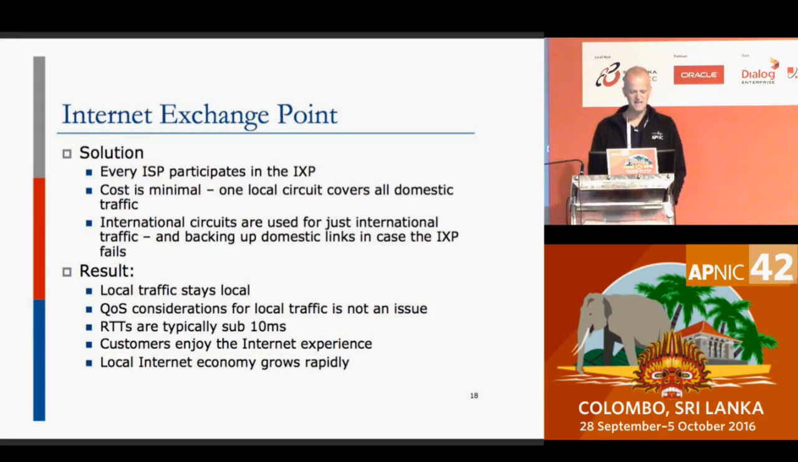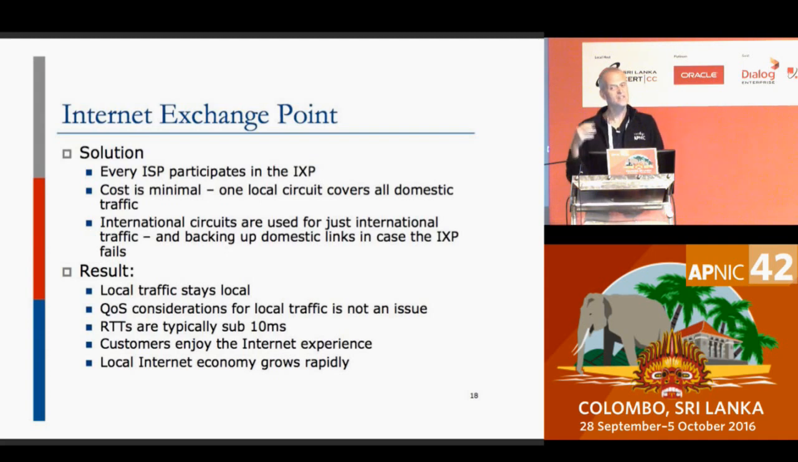So round trip times, it's okay, sub 10 milliseconds. I was being very, very generous. Maybe you're talking about milliseconds. Internet experience, because the local performance, local traffic, local content is very, very available.